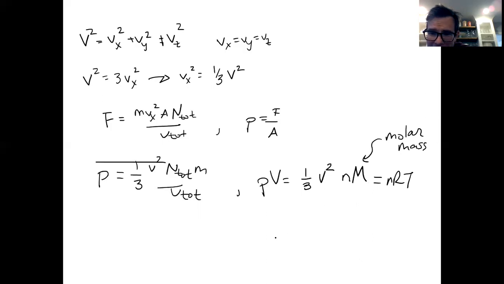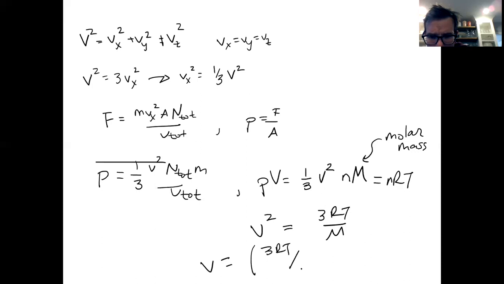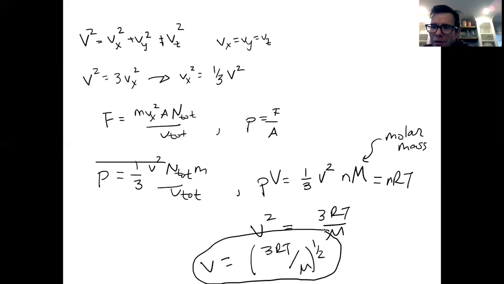Last but not least, solving for V squared, I get 3RT over M, or my last expression. If you followed nothing else in this, put this in your notes and circle it, right? This is the important equation. This relates the speed of the molecules to the temperature, right?